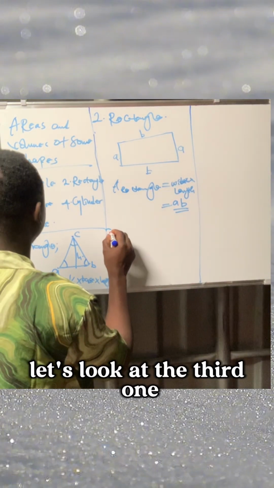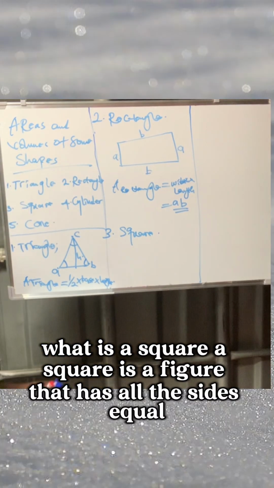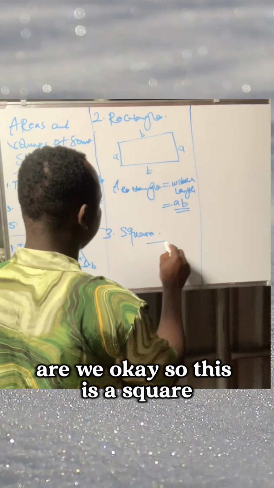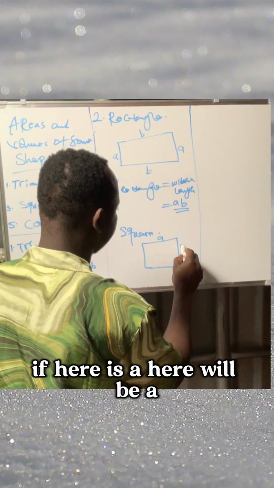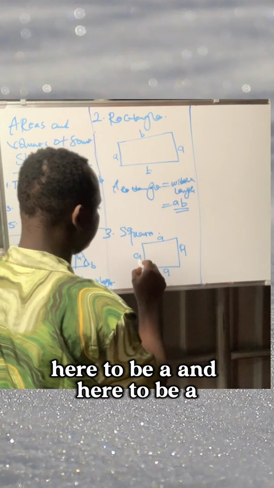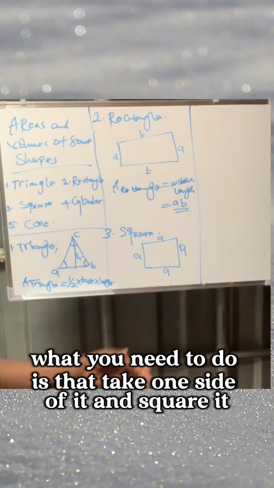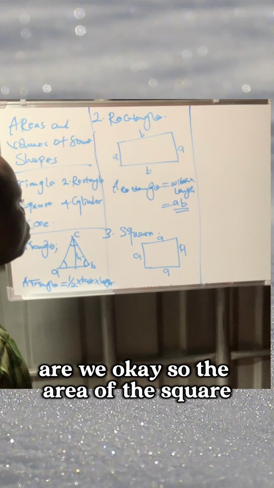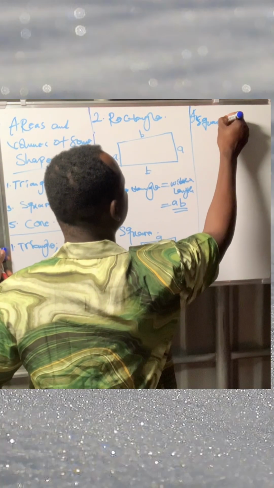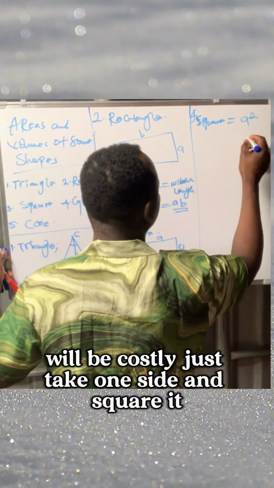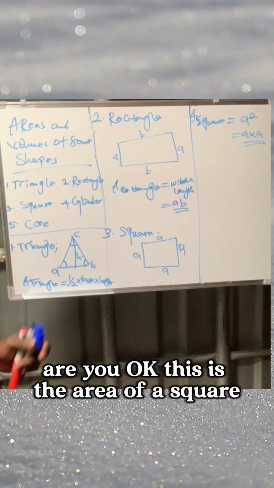Let's look at the third one, which is a square. Someone will ask, what is a square? A square is a figure that has all the sides equal. So this is a square. If here is A, here will be A, here A, and here A. If I ask you to find the area of this square, just take one side of it and square it. So the area of the square is A times A. This is the area of a square.